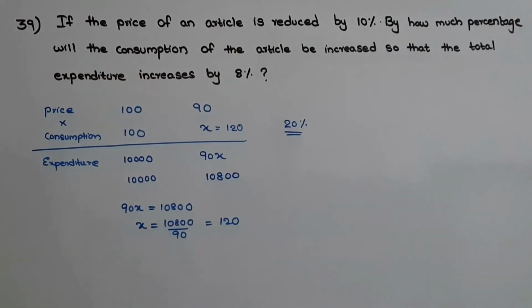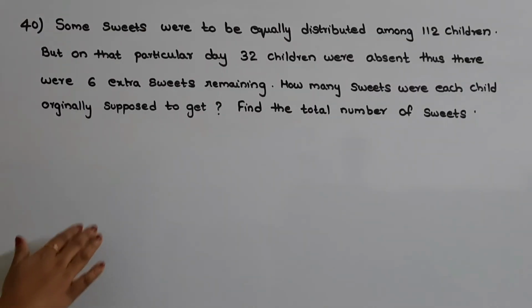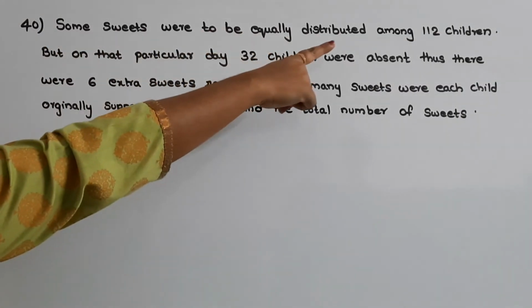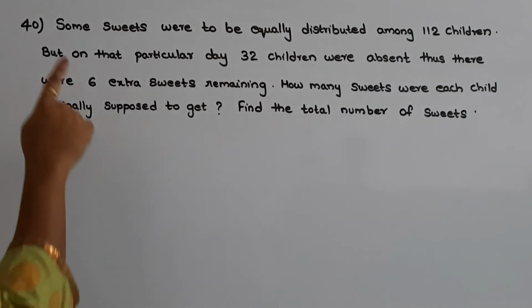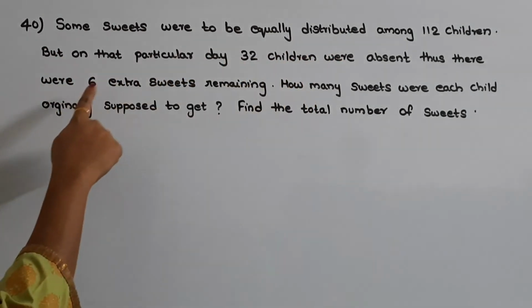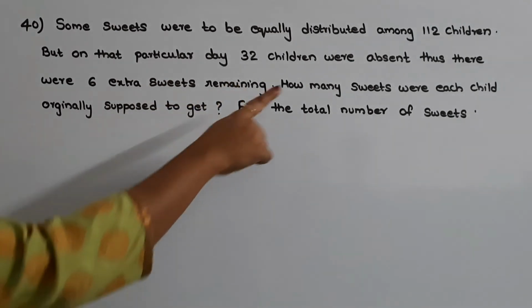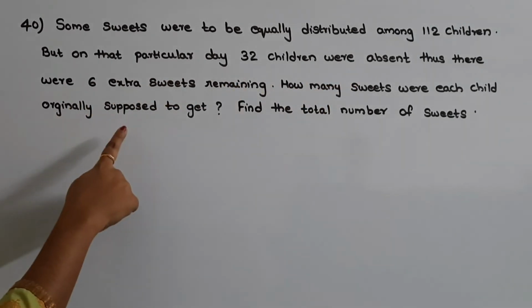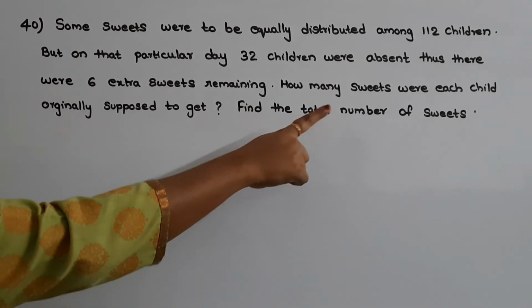increased by 20%. The next question is, some sweets were to be equally distributed among 112 children, but on that particular day, 32 children were absent. Thus, there were 6 extra sweets remaining. How many sweets were each child originally supposed to get? Find the total number of sweets.